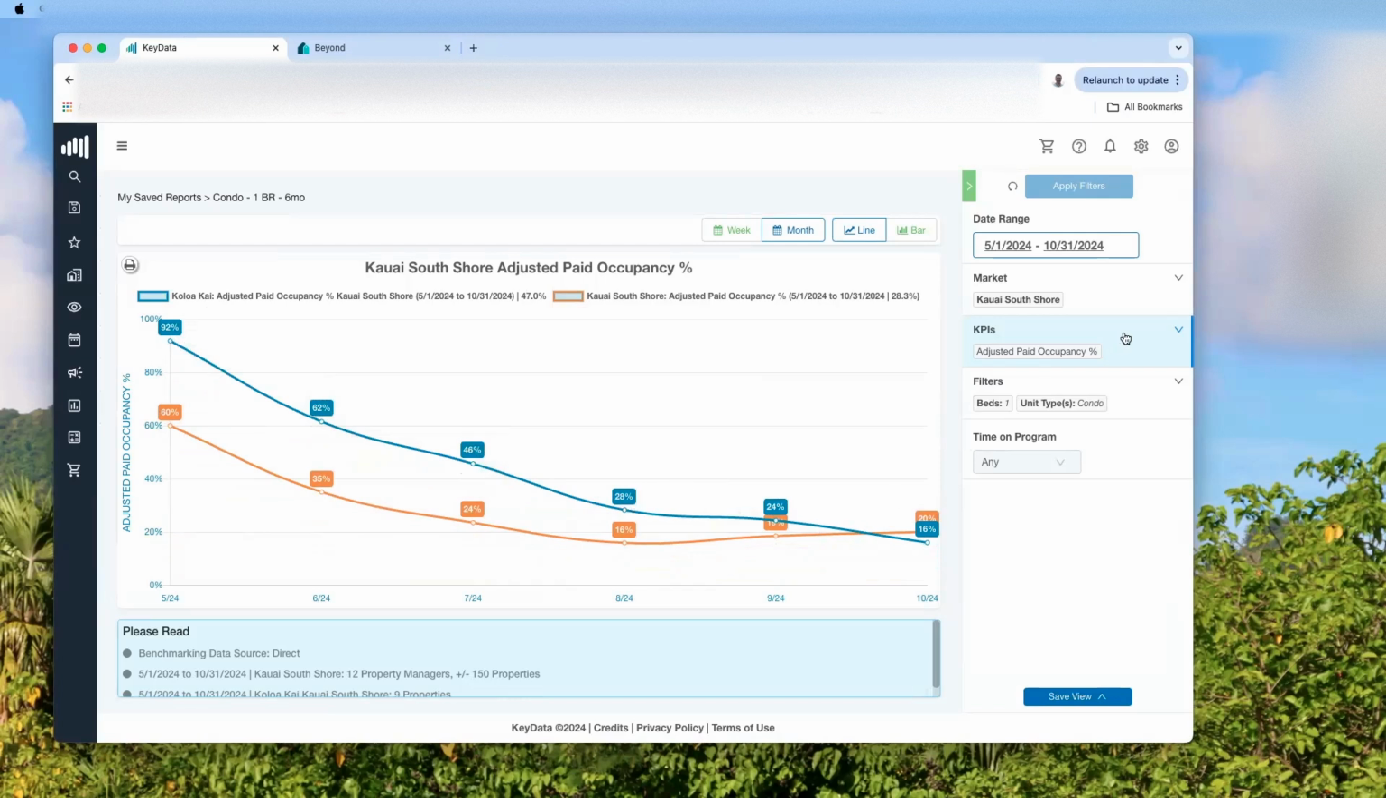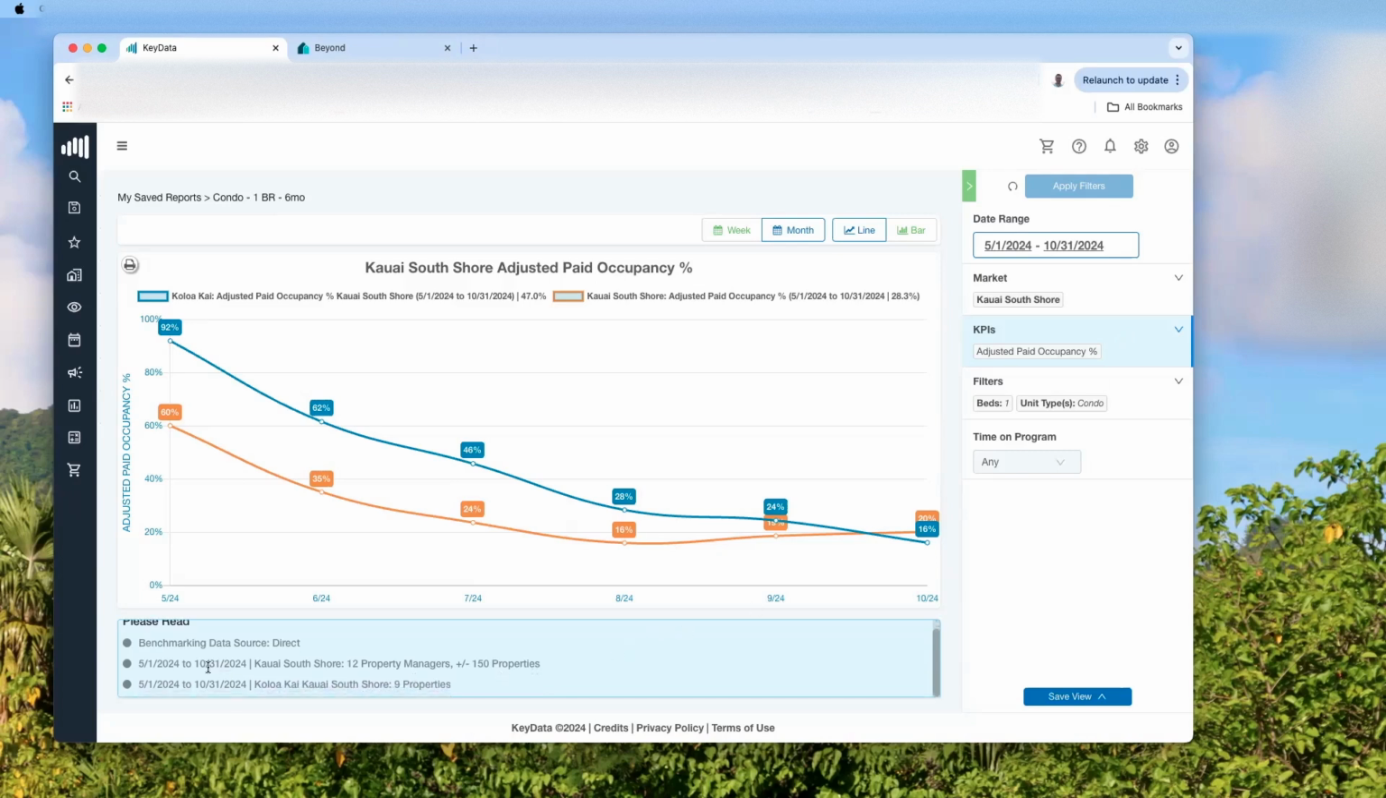Jed, just before you go on, because there's so much going on, and I know when I first started doing this it could be confusing. You can see right below in the blue that this is comparing 12 property managers and plus or minus 150 properties. So for the Poipu area, we have a lot of real data. It's not scraped data, it's actual data that they've gathered. So we're dealing with the good stuff.